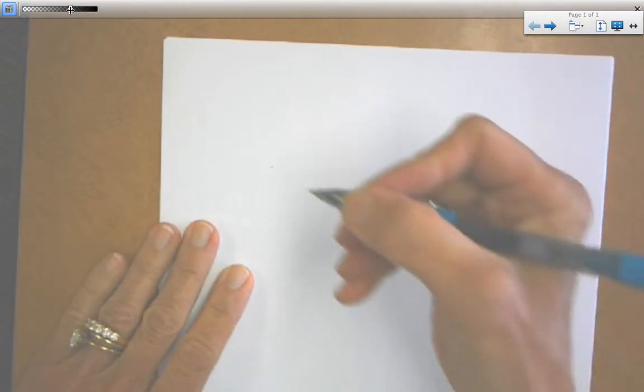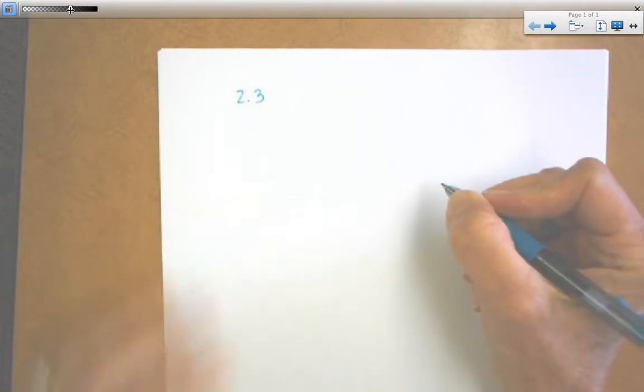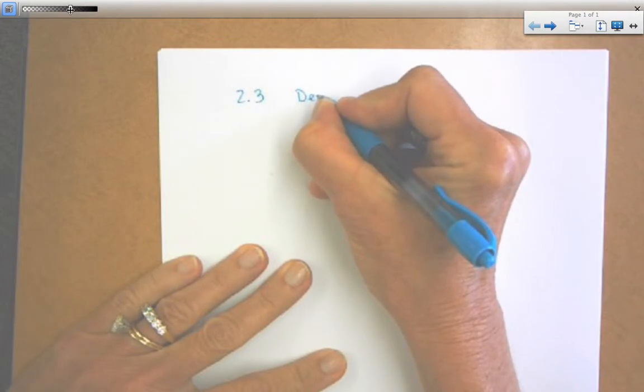Okay, here are the continuation of the notes for section 2.3. And we're still in the process of learning derivative rules.